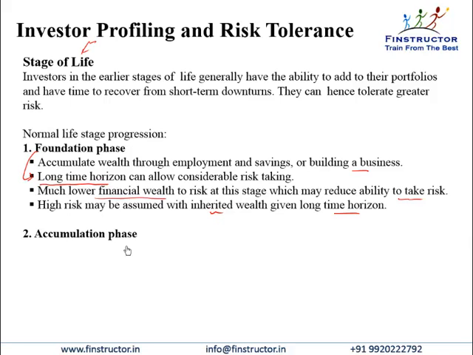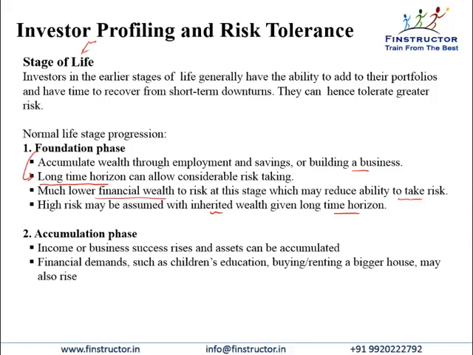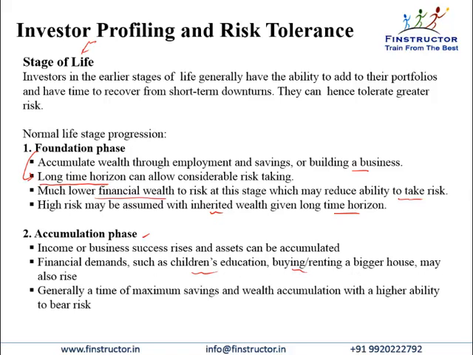From the foundation phase, the investor generally moves to the accumulation phase, wherein his income increases, business success rises, and assets now start getting accumulated. So he has higher financial wealth or savings in the accumulation phase. However, his financial demands such as children's education, buying a house, etc. may also rise. So this is generally speaking between the age of 35 to 45 for most people, and is the time for maximum savings and wealth accumulation with a high ability to take risk, because there's still a long time to go before he retires, 60-65, and he has significant savings that need to be invested.